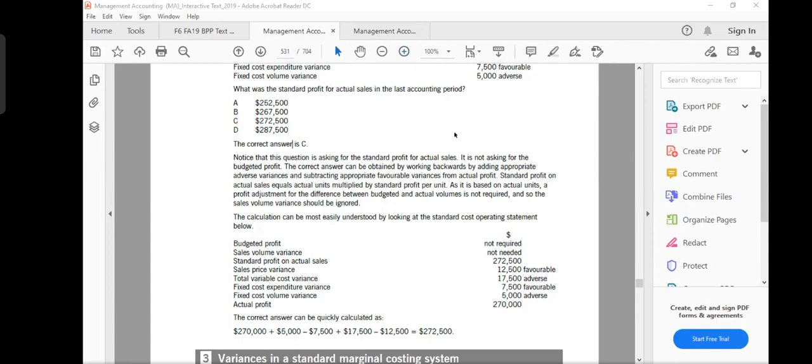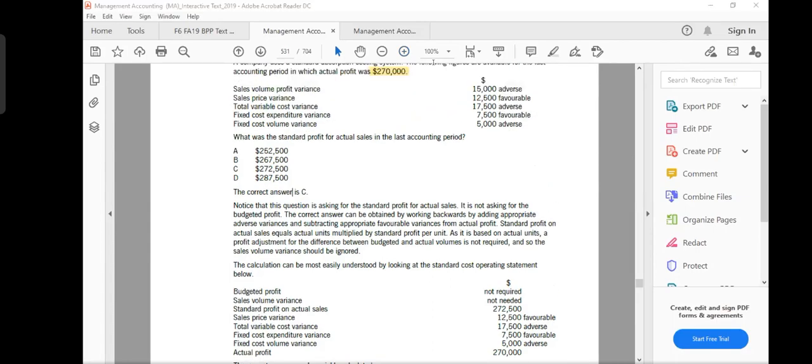In the question, they have given you the profit, $270,000, and this is actual profit based on actual sales. Now they're asking you to find the standard profit based on actual sales. So this 270,000 came from, let's suppose, $X per unit multiplied by the number of units. This is how it came.